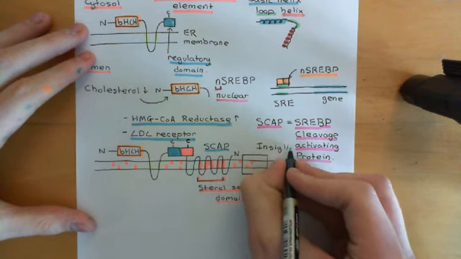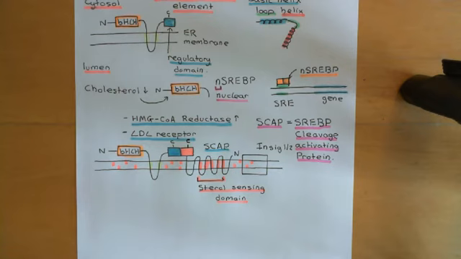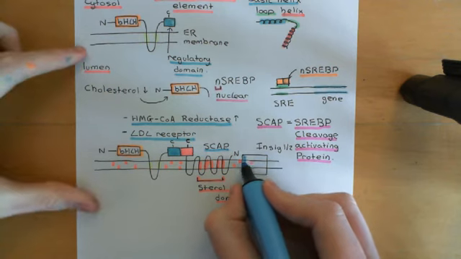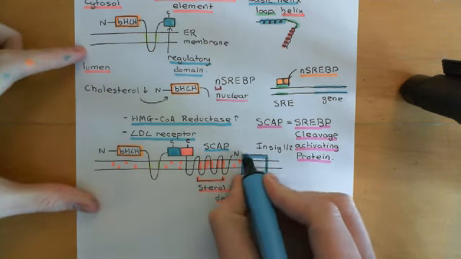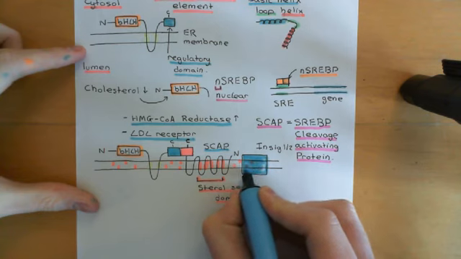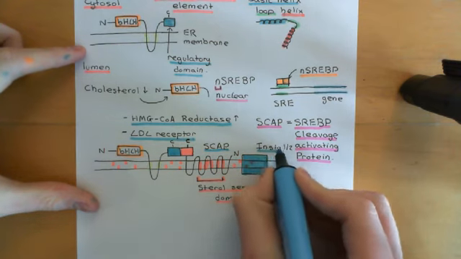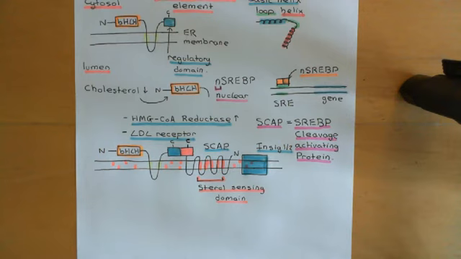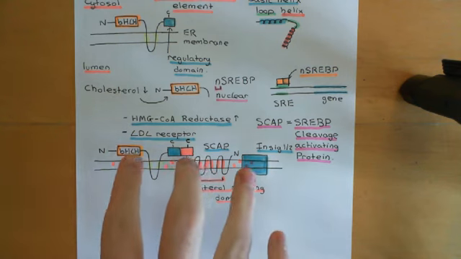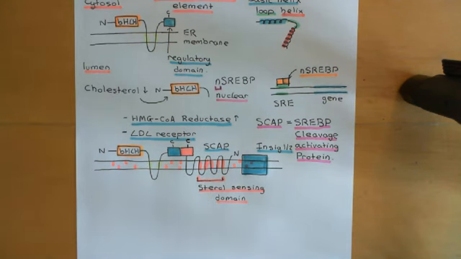Basically, when cholesterol is high in the cell, cholesterol is going to bind to the sterol sensing domain of the SCAP protein, which is in complex with the SREBP protein. That's going to cause the SCAP protein to change conformation so that it can now bind to Insig 1/2 proteins in the ER membrane, which we know are present because we've met them before. However, Insig 1/2 binding to SCAP causes a very different thing to what it did with HMG-CoA reductase. What it now does is trap this complex of SREBP and SCAP in the ER membrane.